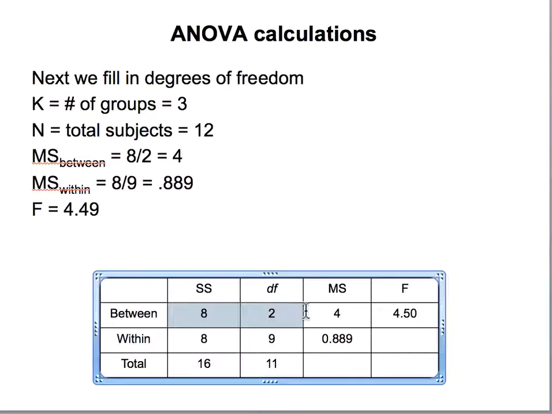If I divide across to get my variances, 8 divided by 2 equals 4. 8 divided by 9 equals 0.88888. And then if I divide this by this, I get my F value. And again, F is just the ratio of the variance between groups to the variance within groups.